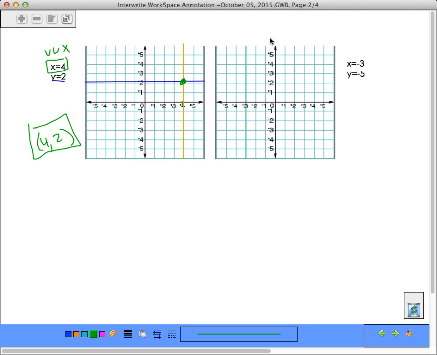Okay, come over here. We want to know where these two cross. X equals -3. Here's where x is -3, and I know x equals a number is a vertical line. And y equals -5 is a horizontal line through -5. And they're going to cross right here at this point, and that point is -3, -5.